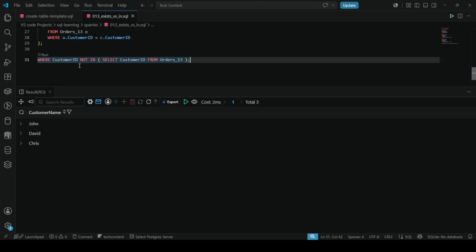If the subquery contains NULL, SQL's three-valued logic can cause the comparison to behave differently than you expect. So that's one reason NOT EXISTS is often a safer pattern when you are checking for the absence of related rows. So don't memorize that NOT EXISTS is always better. Instead, understand why NULL can affect NOT IN.